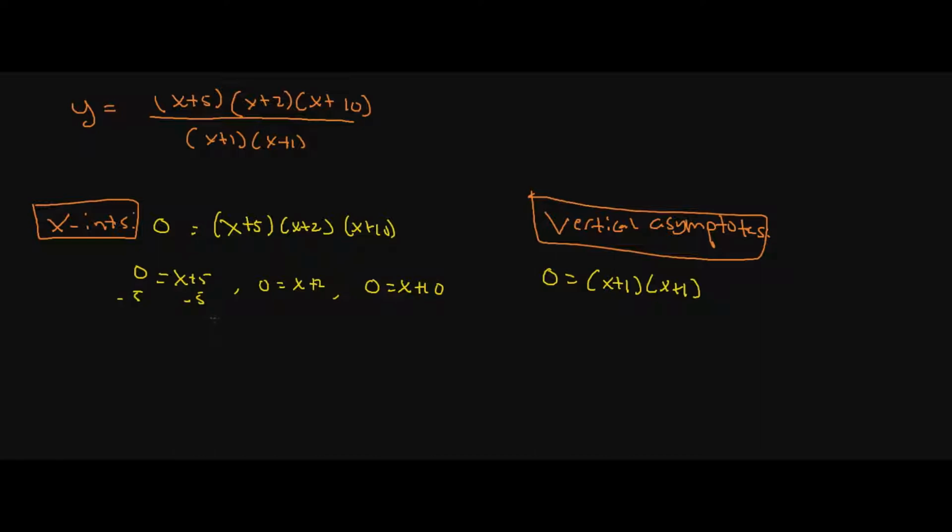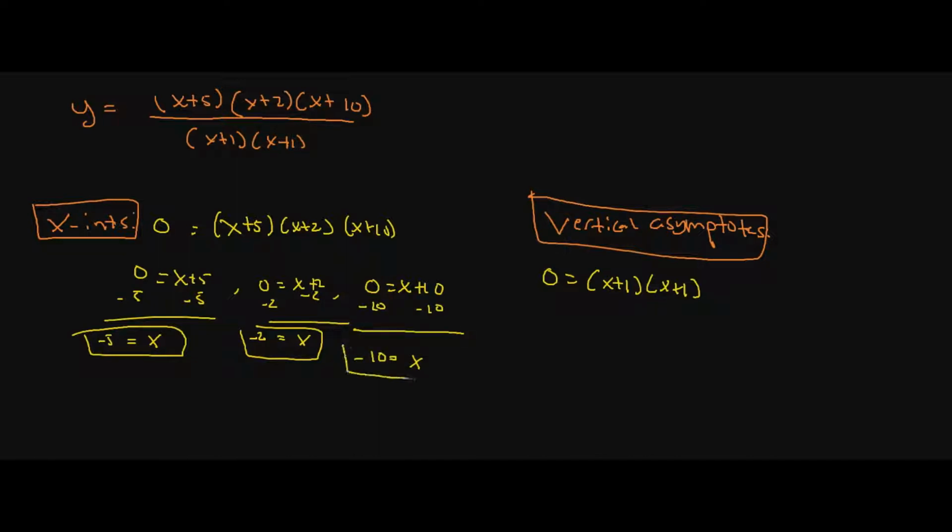We subtract 5 from both sides. We get that x equals -5 for one. Subtract 2 from both sides, and we get x is equal to -2. Over here, we subtract 10 from both sides, and we get x is equal to -10 for our x-intercepts.